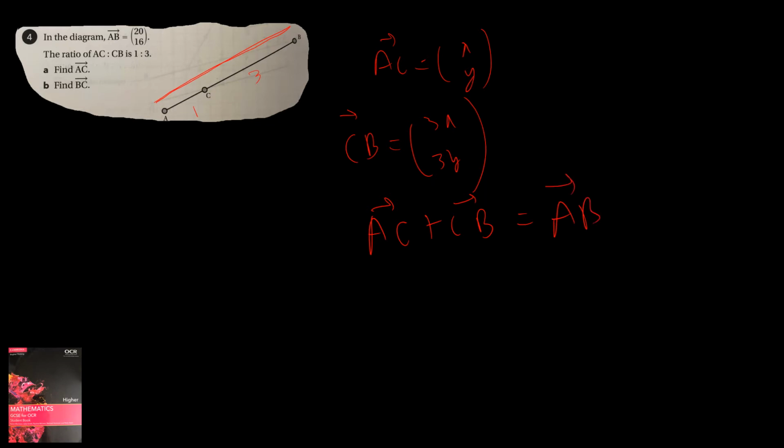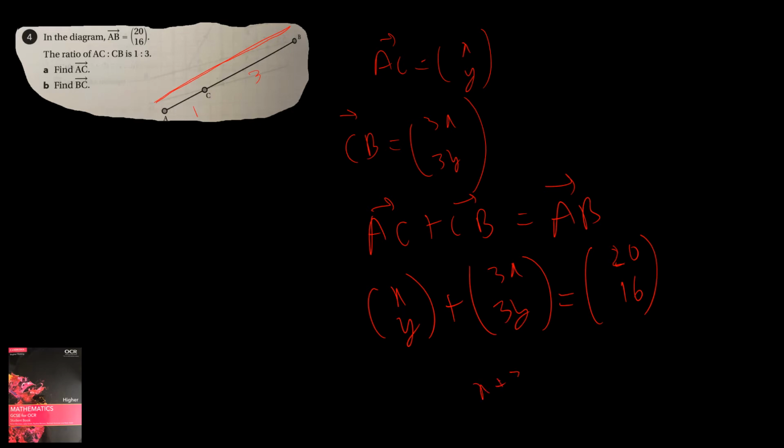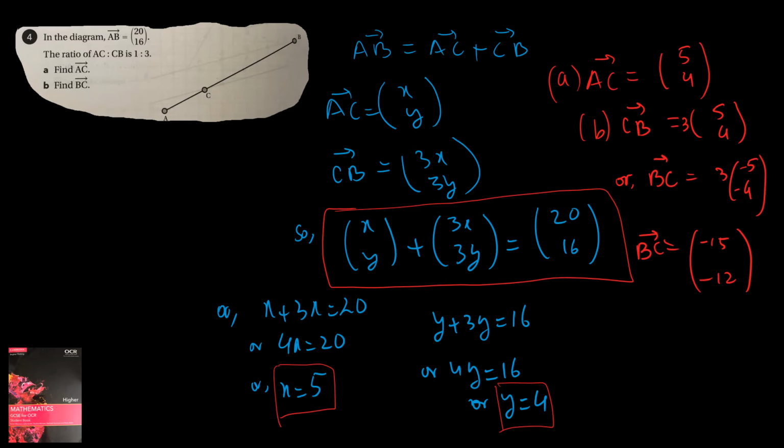So if you do this, (x, y) plus (3x, 3y) equals AB, that's (20, 16). So what I can say is, you can form an equation: x plus 3x equals 20 and y plus 3y equals 16, and solving, we get x equals 5 and y equals 4.